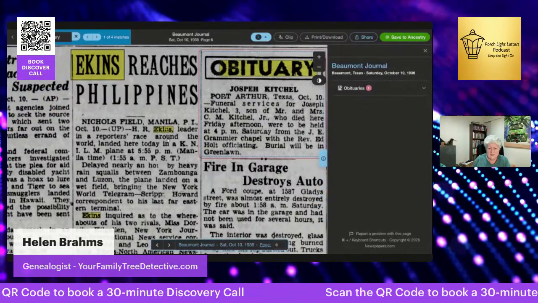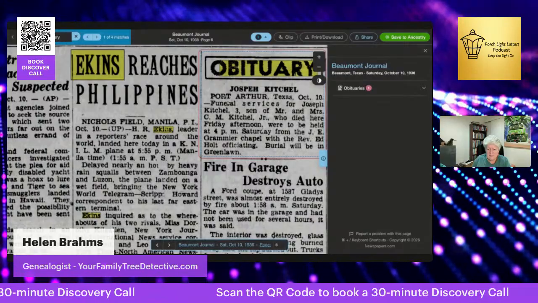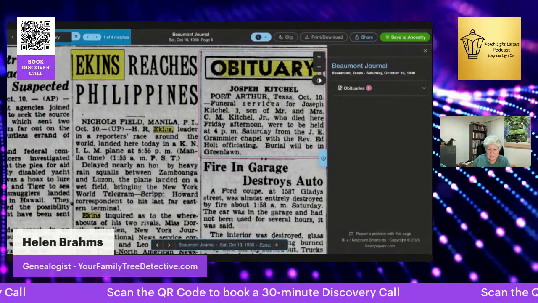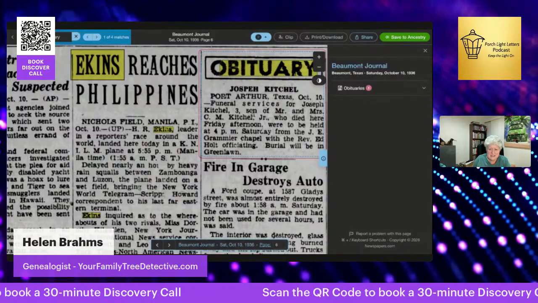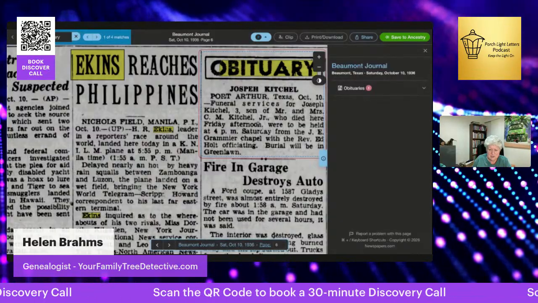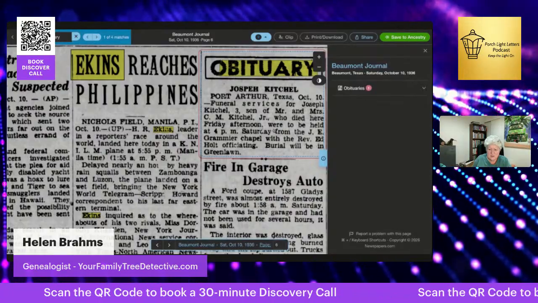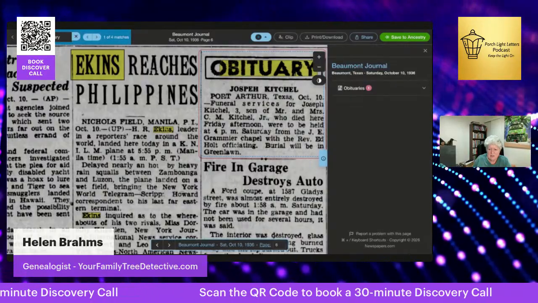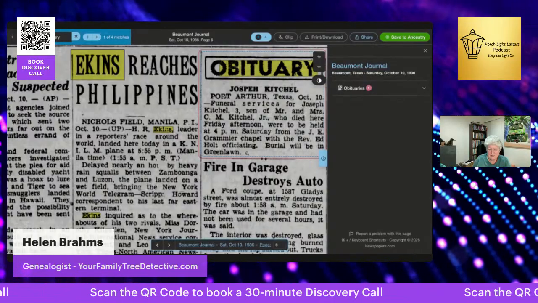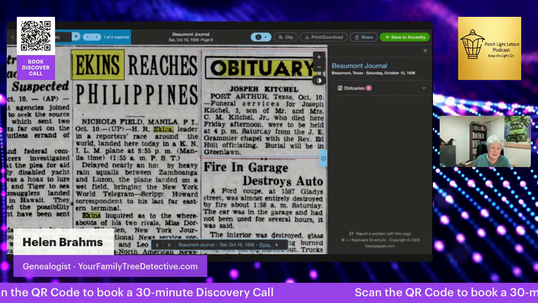And then over here we have an obituary for Joseph Kitchell in Port Arthur, Texas, October the 10th. Funeral service for Joseph Kitchell, age 3, son of Mr. and Mrs. C.M. Kitchell Jr., who died here Friday afternoon, were to be held at 4 p.m. Saturday from the J.E. Grammar Chapel, with the Reverend Ed Holt officiating. Burial will be in Green Lawn. Let's say a 3-year-old.